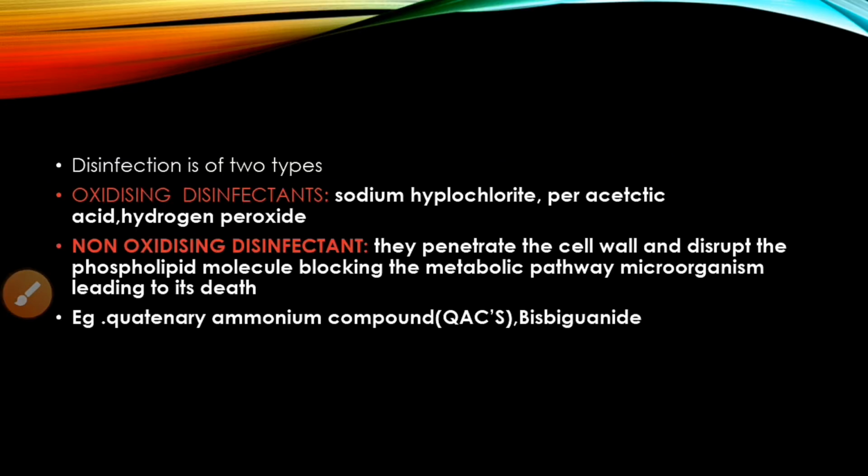And we have two types of disinfectant. One is the oxidizing disinfectant, which kills the microorganism by oxidizing its contents. Some of them are sodium hypochlorite, peracetic acid, and hydrogen peroxide. The next one is the non-oxidizing disinfectant. They penetrate the cell wall and disrupt the phospholipid molecules, and this blocks the metabolic pathway of the microorganism, which eventually leads to its death. Examples are quaternary ammonium compounds and bisbiguanides.